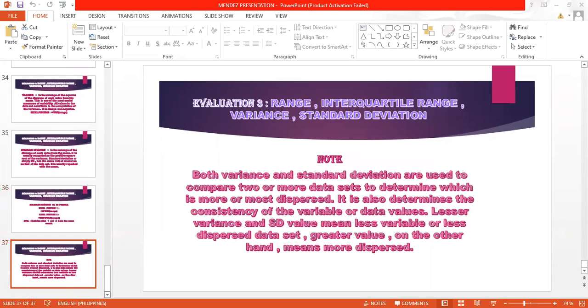Note, both variance and standard deviation are used to compare two or more datasets to determine which is more dispersed. It also determines the consistency of the variability of data values. Lesser variance and STDEV value mean a less variable or less dispersed dataset. Greater value, on the other hand, means more dispersed. Now let's go to MS Excel for our STDEV.